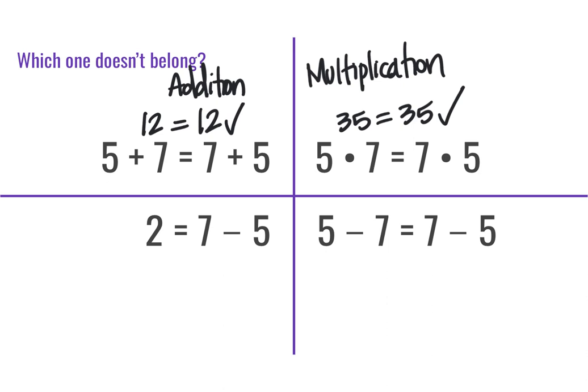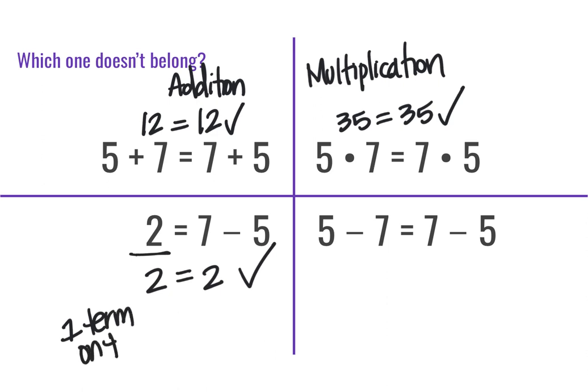Let's take a look at the bottom left. So when I look at this one, something I notice is there is only one digit to the left of the equal sign, whereas all the rest of them have 2 terms on the left and 2 terms on the right, right? So we don't see that here with the bottom left, but we still do have a true statement. So I have 2 equals 2, because 7 minus 5 is 2. So again, the thing that makes this one stand out is there is only one term on the left.